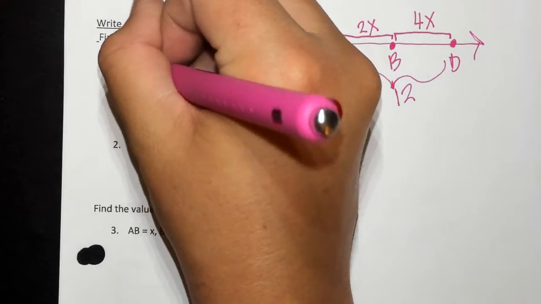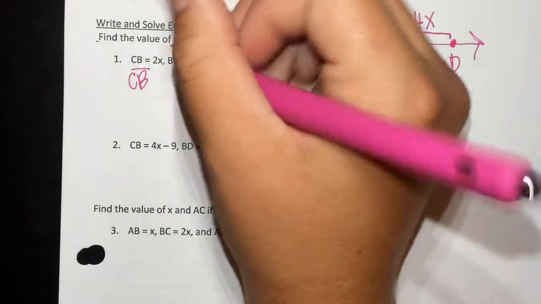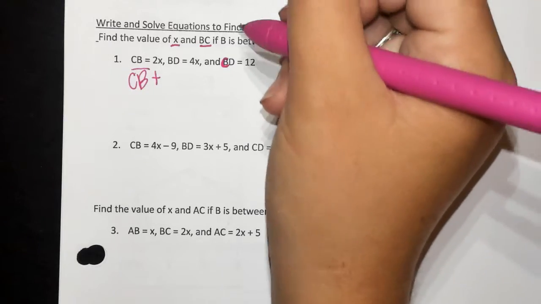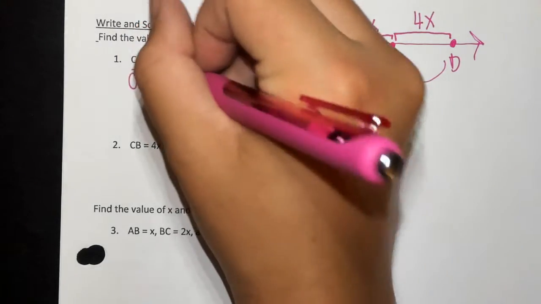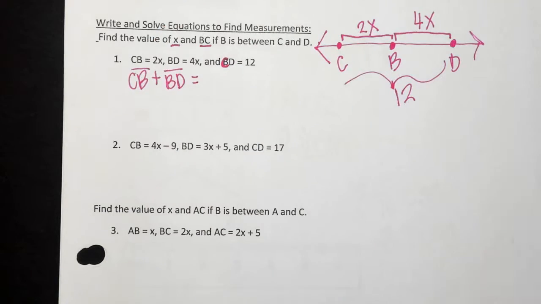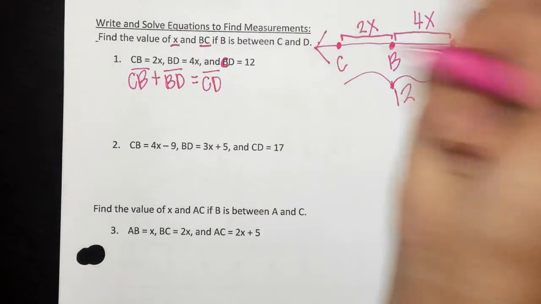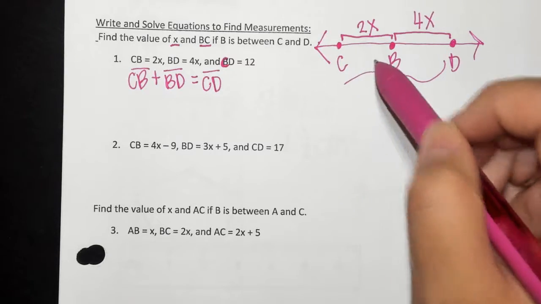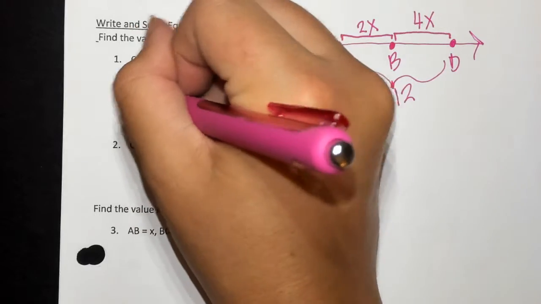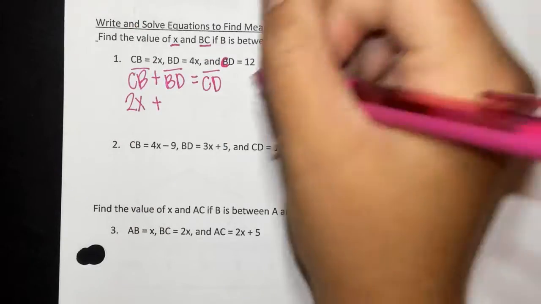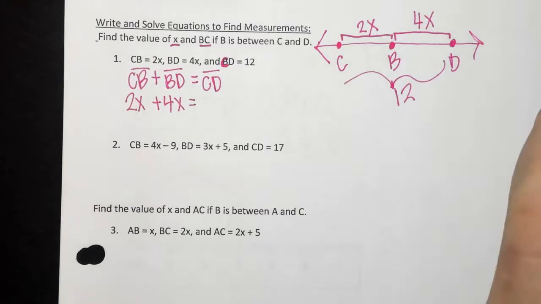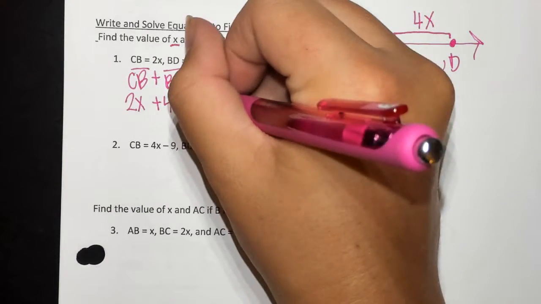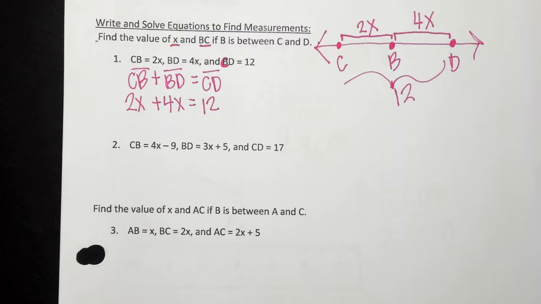Well, in this case, CB plus what? BD equals what? CD. Nice. Okay, substitute in what you know. Instead of writing CB, write 2x. Instead of writing BD, write 4x. And then CD is 12. Yes, and then solving, because they're on the same side of the equal sign, right? All right, solve for x.